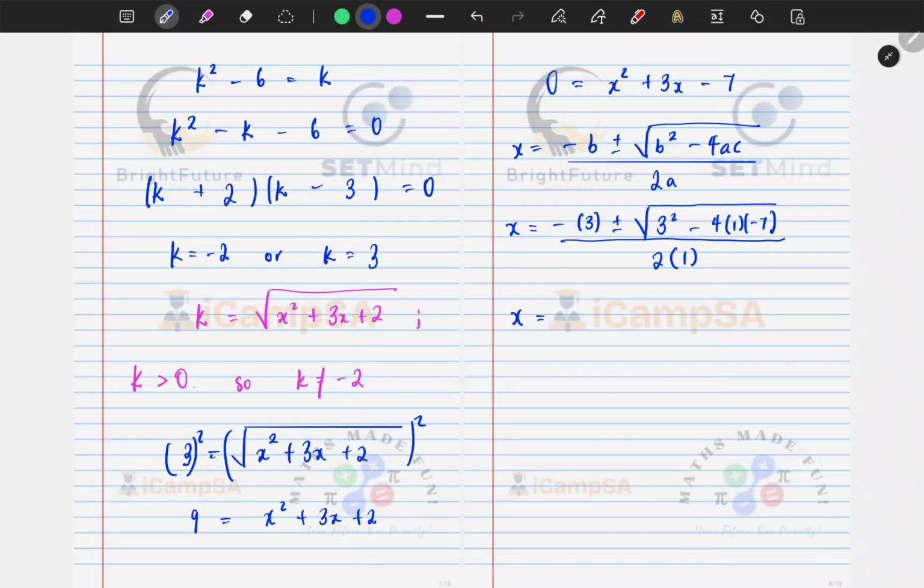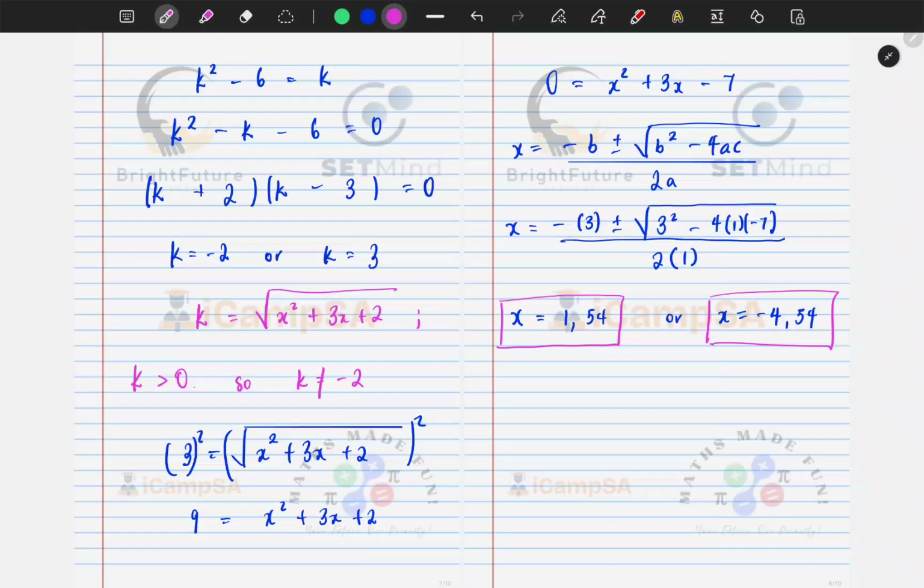So the first answer is going to be 1.54, and the other x should be equal to -4.54. So these are my 2 values of x that I will use.